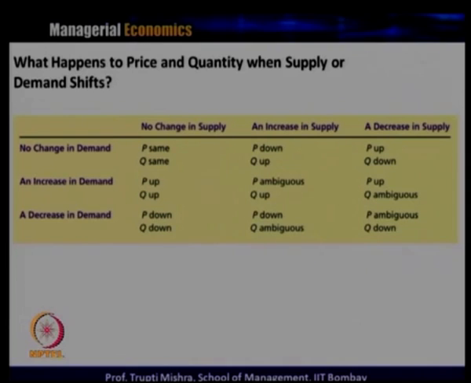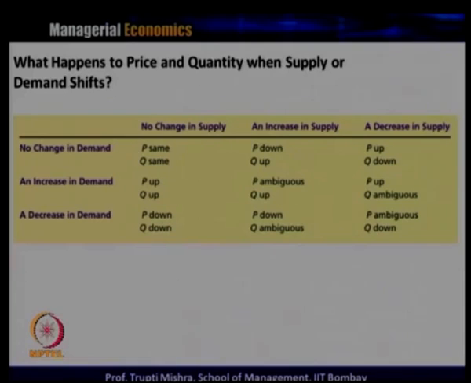But when there is a simultaneous change in both demand and supply, in the last row, second box, there is a decrease in supply and an increase in demand. We can only predict what will happen to P here: P increases and there is ambiguity regarding the change in Q. In the last row, last column, when there is a decrease in supply and a decrease in demand, that leads to ambiguity for the change of P, but Q generally decreases.